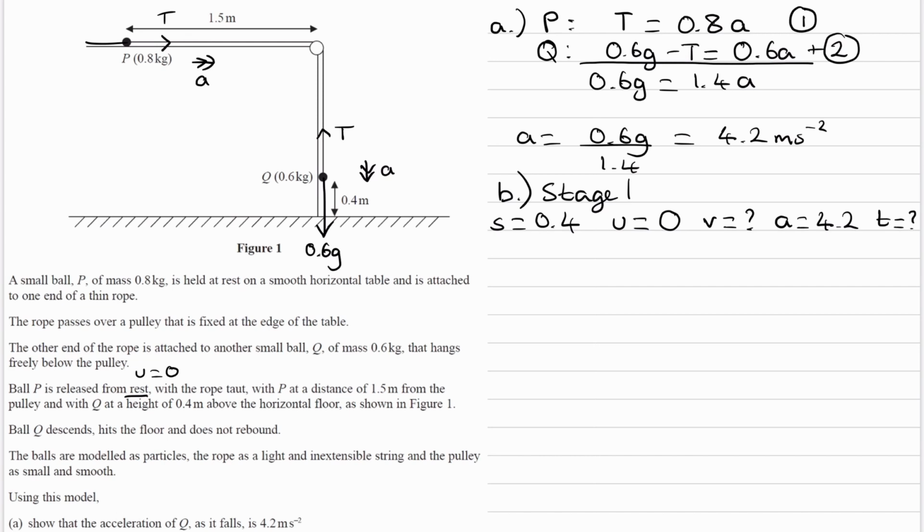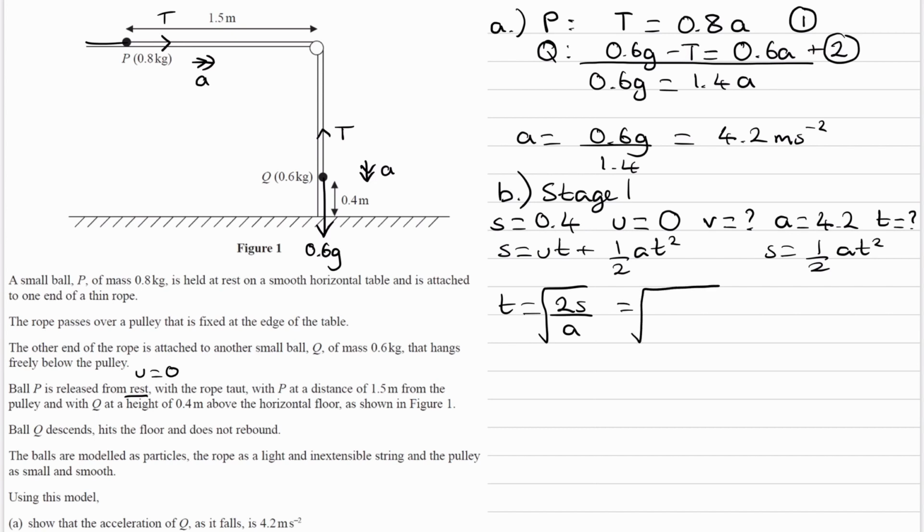So now we use our SUVAT equations. I'm going to start by working out time. We have s, u, a, and we want to work out t. The equation that relates those is s equals ut plus half at squared. u is 0, so the equation just becomes s equals half at squared. Rearranging for t, we end up with t equals the square root of 2s over a. Putting in our numbers, 2 times 0.4 all over a, this ends up being 0.4364 seconds.